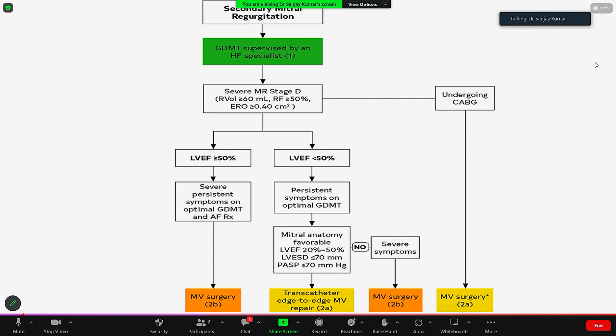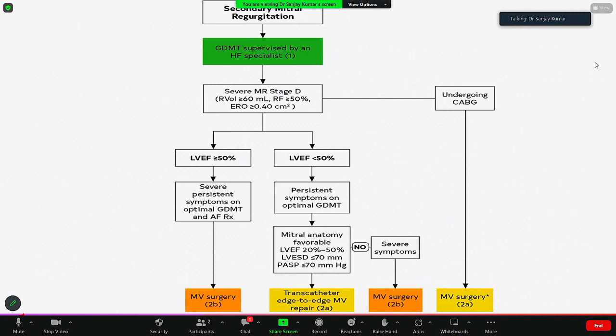Then these are called secondary mitral regurgitation. Again, first, GDMT, guideline-directed medical therapy supervised by a heart failure specialist, is always the mainstay of treatment. Subsequently, if it is stage D, that means the regurgitant volume is more than 60, the regurgitant fraction is more than 50%, and the ERO is 0.40. In that case, you look at the ejection fraction.